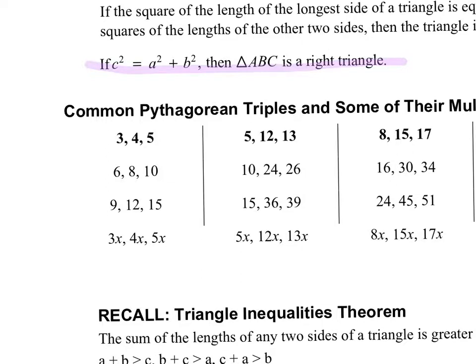So 3, 4, 5 is still a right triangle. 5, 12, 13 is a right triangle. But notice they're all perfect whole numbers. So in part of the homework today, you will be asked if something is a Pythagorean triple. The way to figure that out is to know these basic ones and be able to tell if it's a multiple of them. So that's what that means down at the bottom there, 3x, 4x, and 5x. Any multiple of the Pythagorean triple is still a Pythagorean triple. Okay?